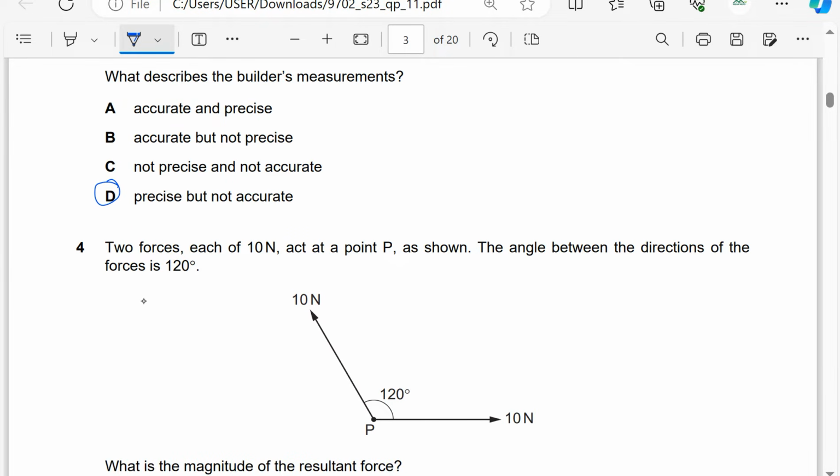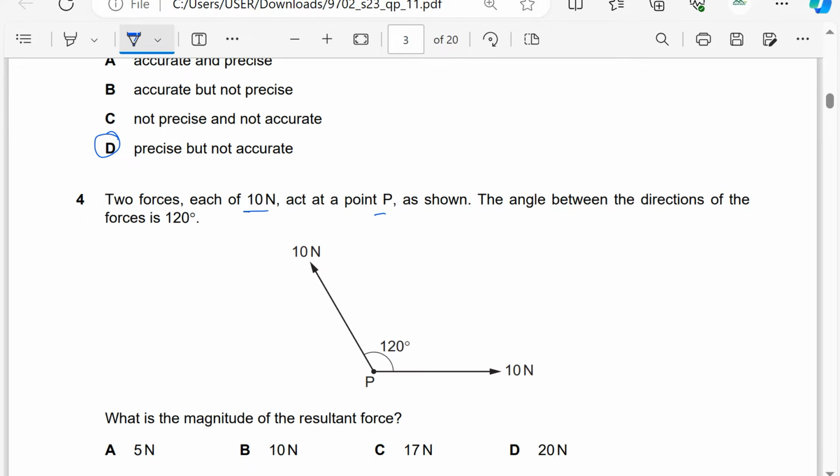Two forces, each of 10 newtons, act at a point P, as shown. The angle between the directions of the forces is shown. So this is the angle. What is the magnitude of the resultant force? So we can complete the parallelogram by drawing the vectors to completion. So I'll transfer the vector of 10 newtons here, and I'll also transfer the other vector.